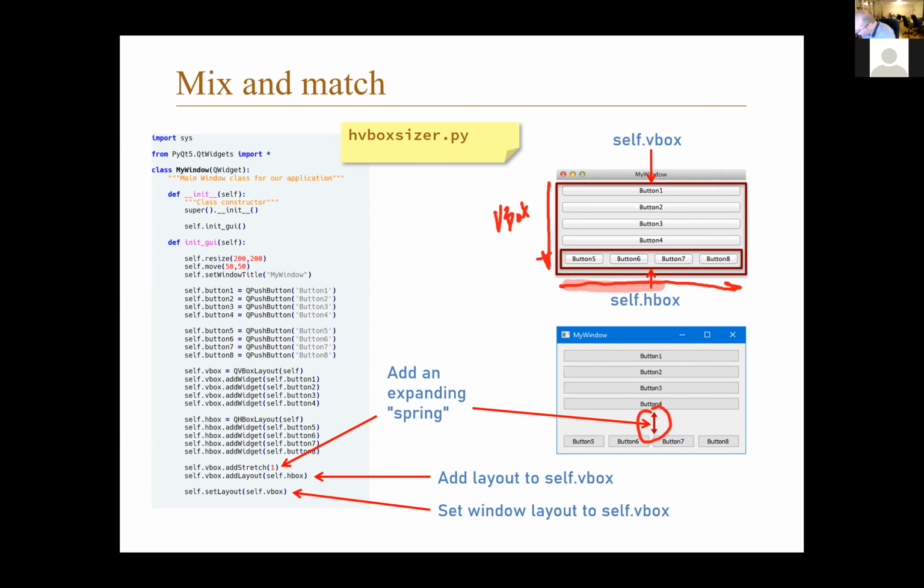Here the controls are organized in a horizontal way. Then you combine them together. You can also put a spring in between to make sure that some controls stay on the top side and the other ones are pressed down. So first you create all your controls, and then you add the first ones in a vertical layout like this. Then I create a horizontal layout like this, add a stretch to the vertical box, and add the HBox layout into the VBox layout. And then I set the VBox as the outer layout of the widget.